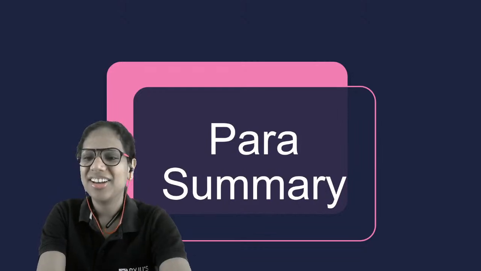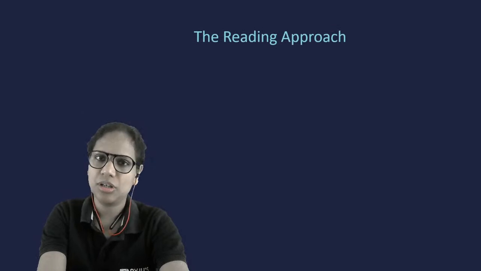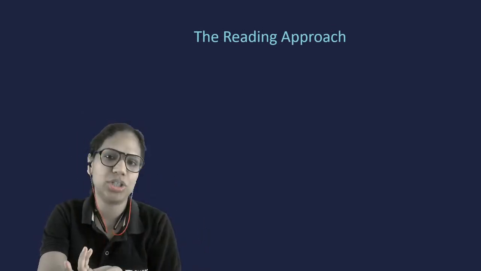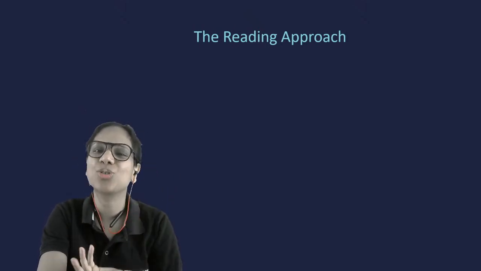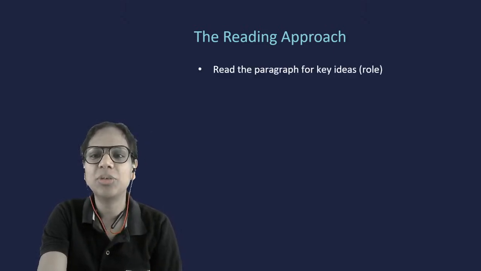All right then. So your approach is very simple. A para summary, treat a paragraph as a shortened passage only. Right, it's a short version of a passage. Or you can say a passage is a collection of multiple paragraphs, whichever way you want to put it. So what should my approach be?